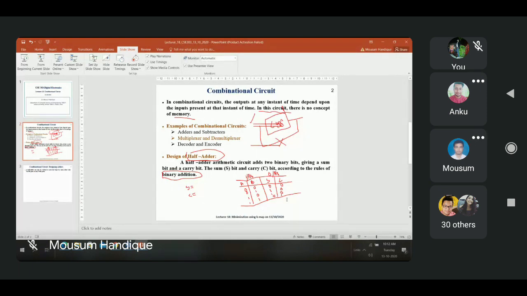So this is the table. I am considering this one as the table, and from the table you can find out the expression of S and the expression of C. Only you can tell what is the expression of S. Sir, A dash B plus A B dash. This is the expression of S. Okay, stop.